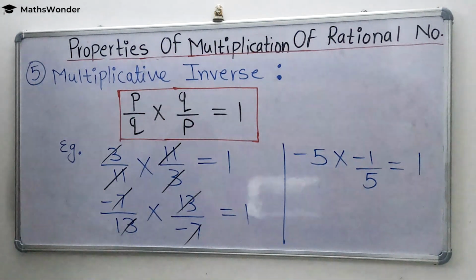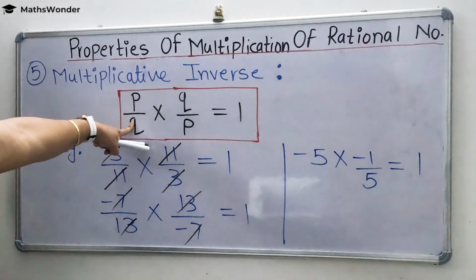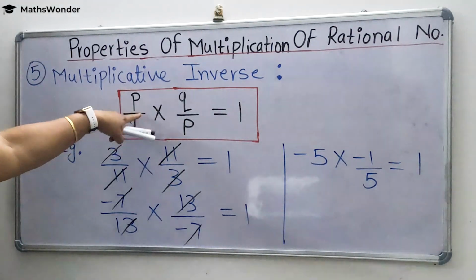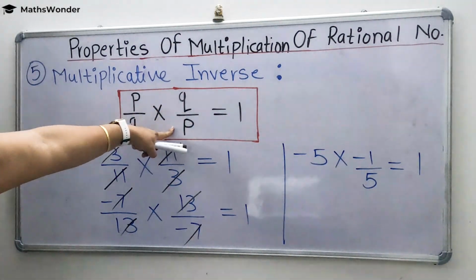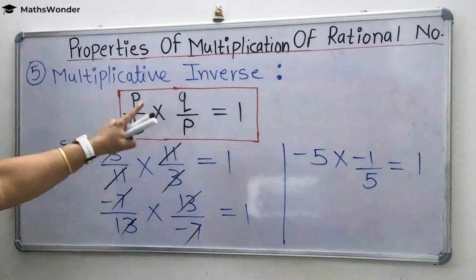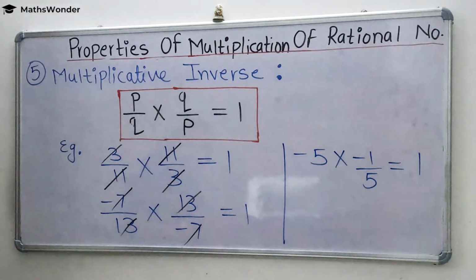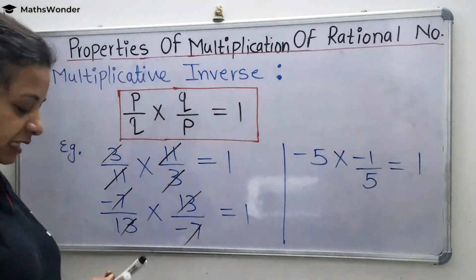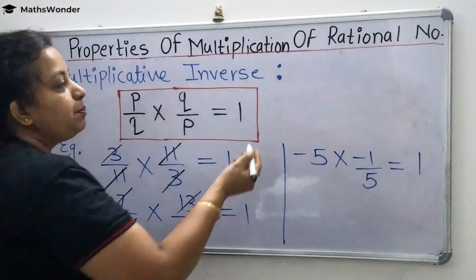So the conclusion is, there is no rational number which when multiplied by 0 gives 1, okay? 0 has no reciprocal. But for every non-zero rational number P over Q, there exists a rational number Q over P such that if you multiply in the reverse order, you will get 1. So basically, you will say multiplicative inverse or reciprocal.